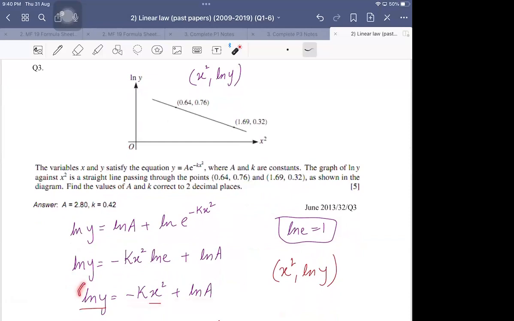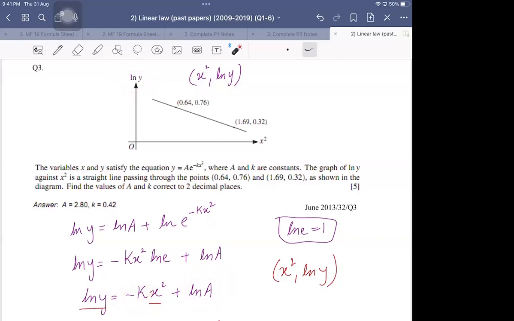Now we see that the graph was ln y against x square, and we already see that after transforming the given relationship to linear form, we see that there is ln y and there is x square. Now what is going to be the gradient? The gradient is negative k, and the intercept will not be called y-intercept. The intercept will be called ln y-intercept, because on the vertical axis there is ln y. So the ln y-intercept is ln a.